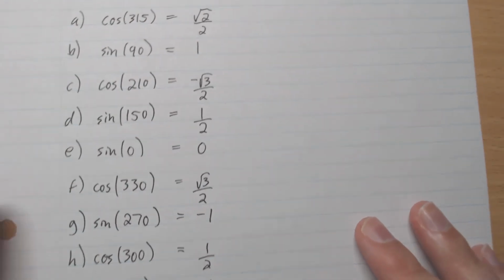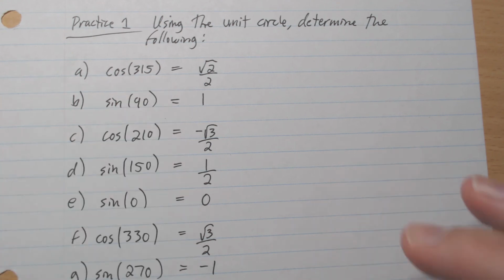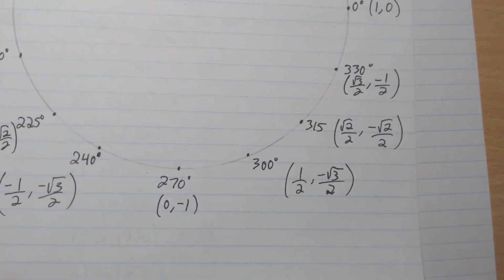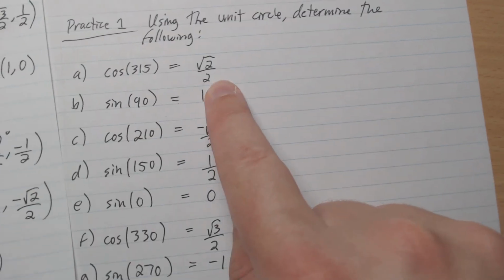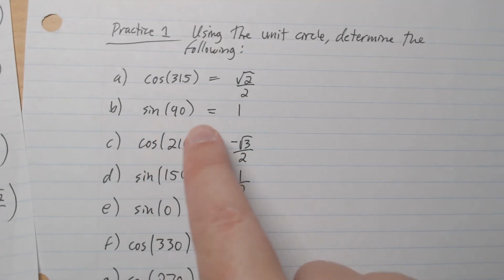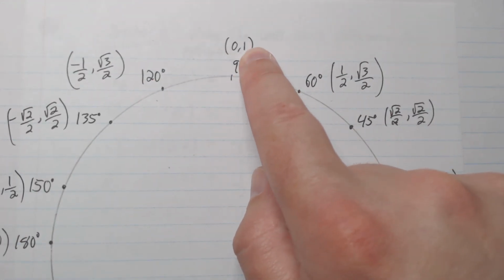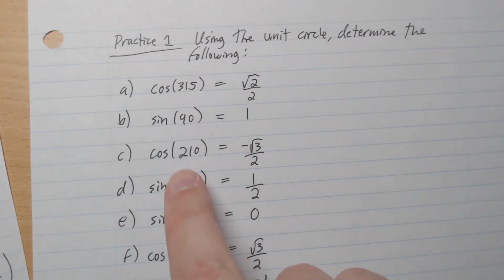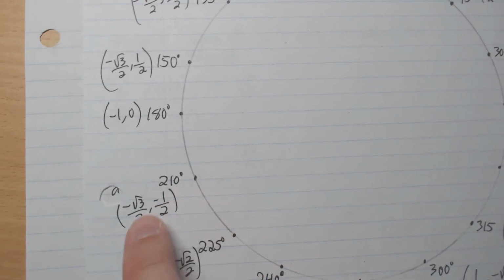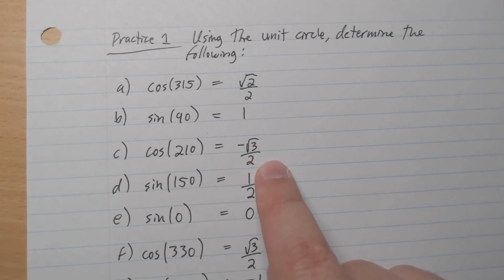Okay, so I'm going to do a few with you just to remind you how to use the unit circle. So we go cos of 315. So we go to our unit circle here, 315. Cos is the x value, so it's root 2 over 2, like that. Sine of 90. So we go to 90. Sine is the y value, so sine of 90 is 1, like that. Cos of 210. So we go to 210, cos is the x value, so it's negative root 3 over 2, right? So cos of 210, negative root 3 over 2.